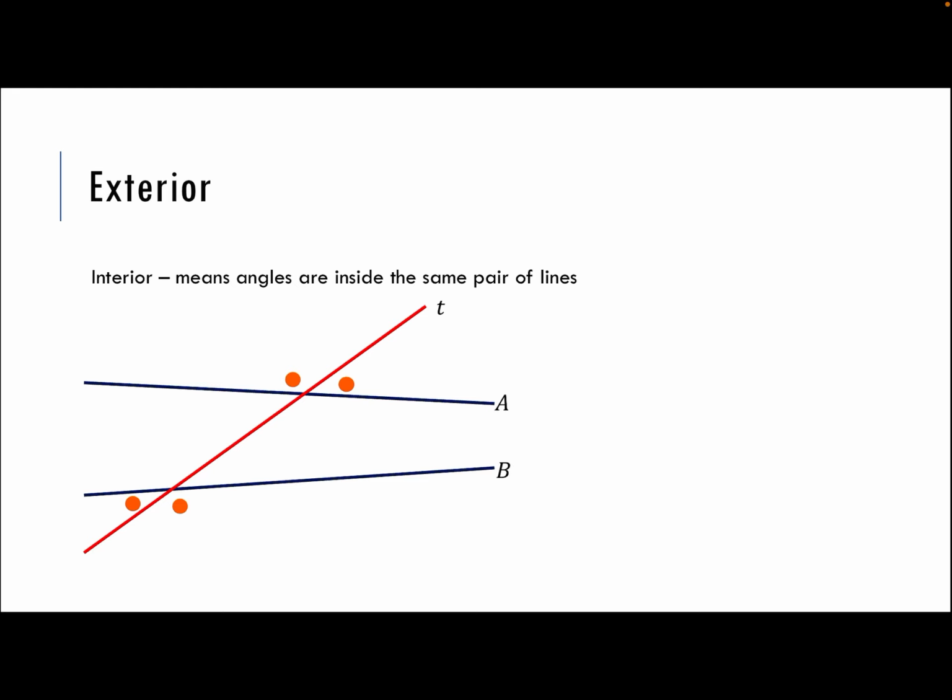Then we have exterior, and that's going to mean, this should be exterior, excuse me, I did not change that. So it's going to mean exterior. That means that the angles are outside. So exterior is going to mean that our angles are outside the same pair of lines. So all of these orange dots represent angles that are outside line A and line B.